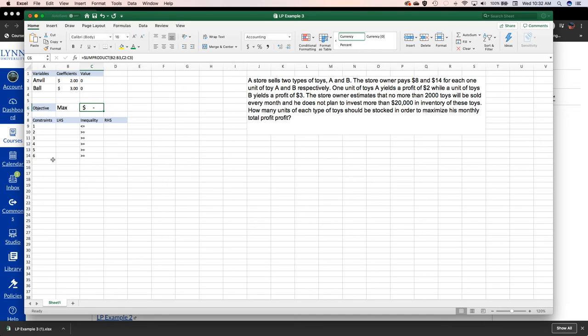Now let's take a look at each of the constraints. We probably won't have 6 for this problem, right? But the first one is the cost of each of the toys, right? So we have an 8 and a 14. So toy A, the anvils, cost us $8 each, and the balls are $14 each, right?